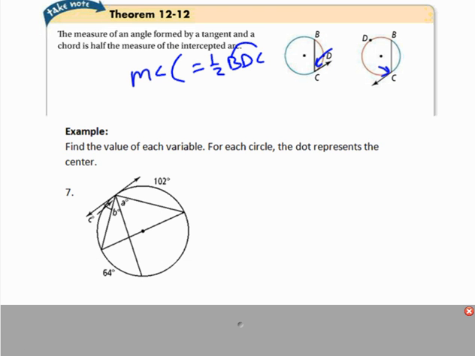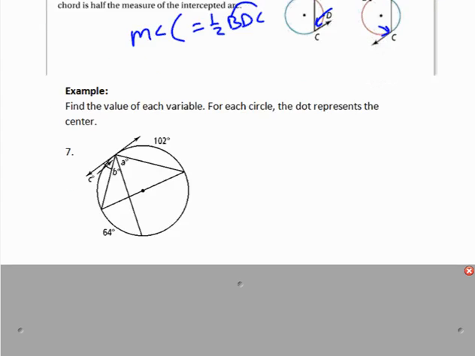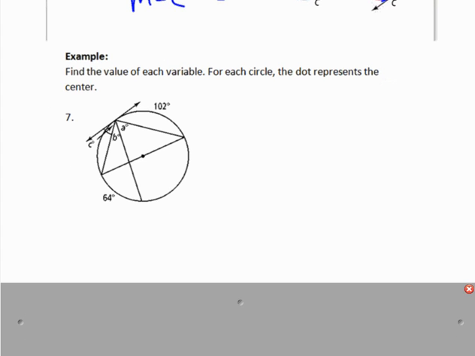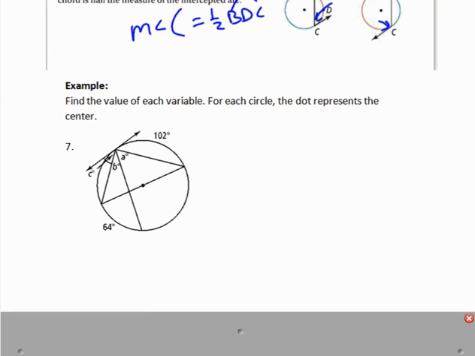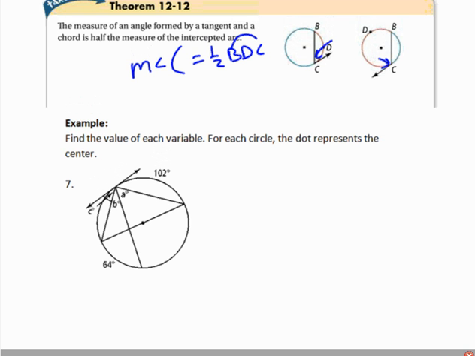So as an example, this is the one we're going to go through here. Number 7, find the value of each variable. So if I look at this, well, 102, I have a tangent and I have a chord here. That means this is half of that. So that angle has to be half of 102, which would mean it's 56. That's not what we're trying to find, though. So let's look in here.